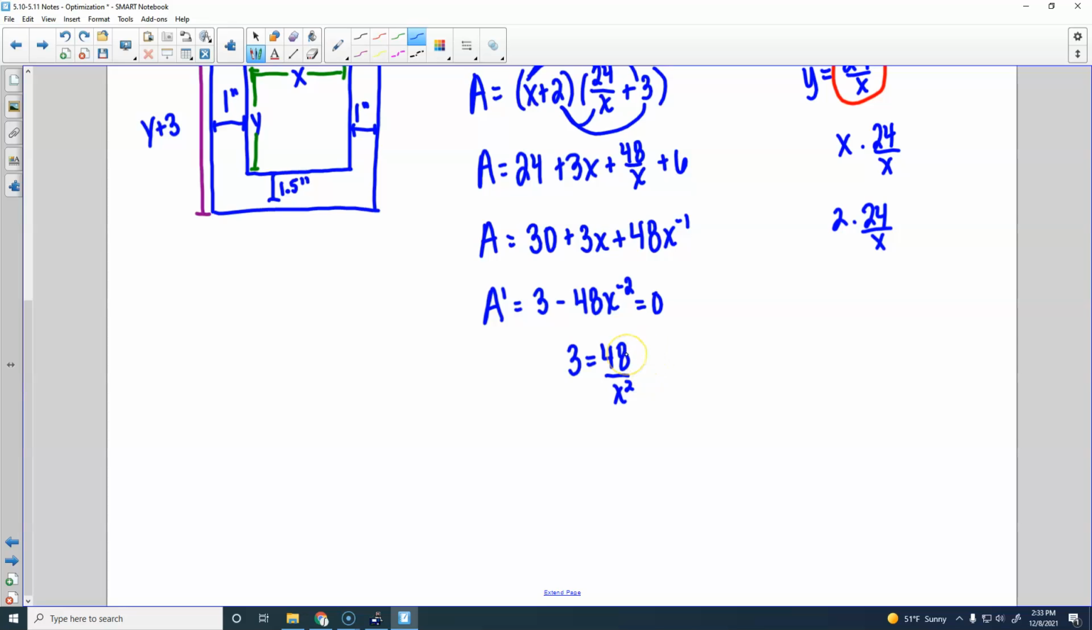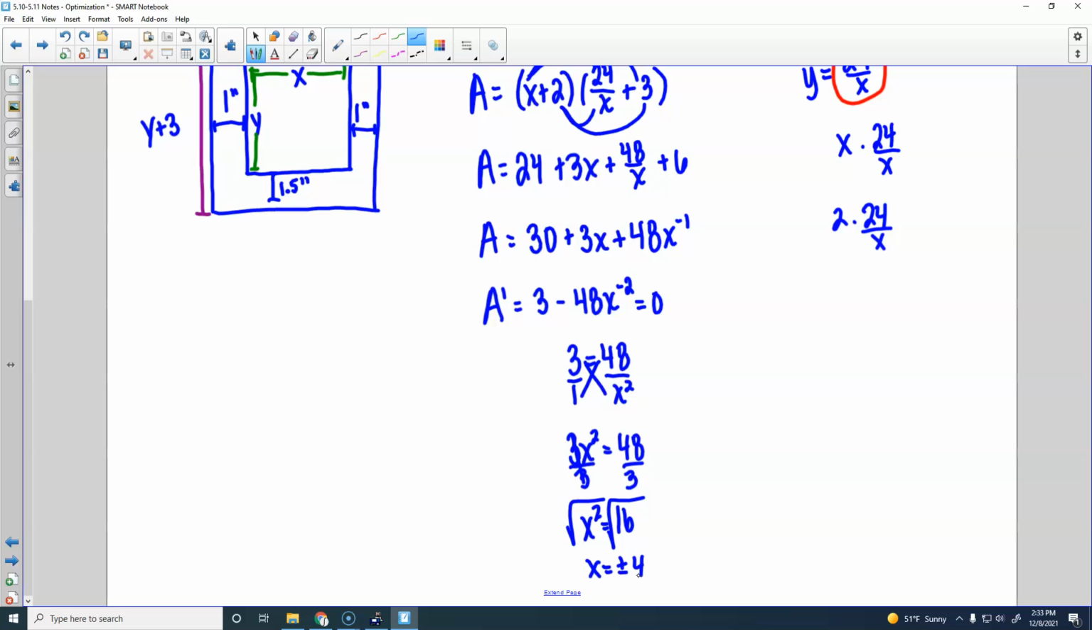And what do I do to solve that? Okay, you can cross multiply. So 3x squared would equal 48. Divide by 3. X squared equals 16. Square root both sides. X equals plus or minus 4.